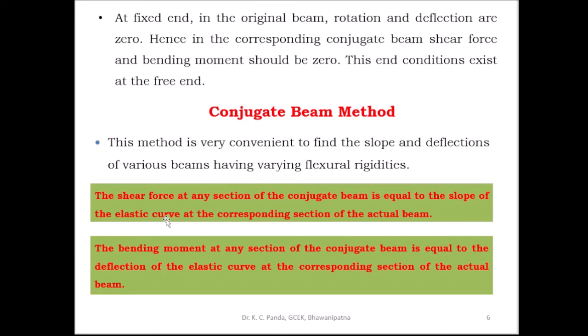In this method, the shear force at any section of the conjugate beam is equal to the slope of the elastic curve at the corresponding section of the actual beam. Similarly, the bending moment at any section of the conjugate beam is equal to the deflection of the elastic curve at the corresponding section of the actual beam.